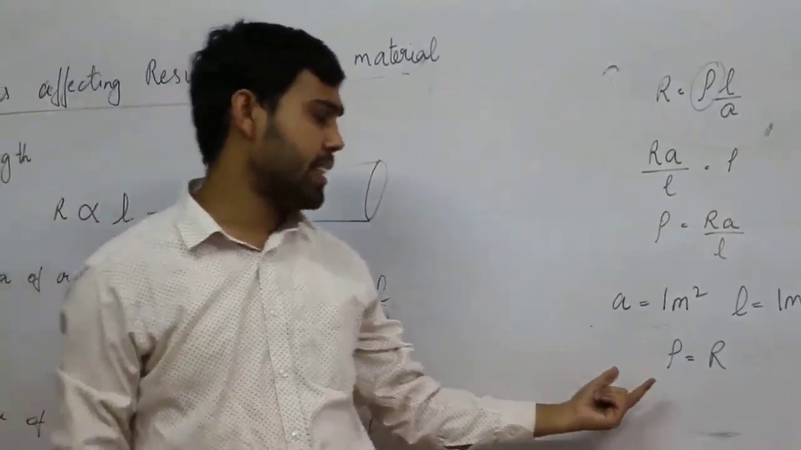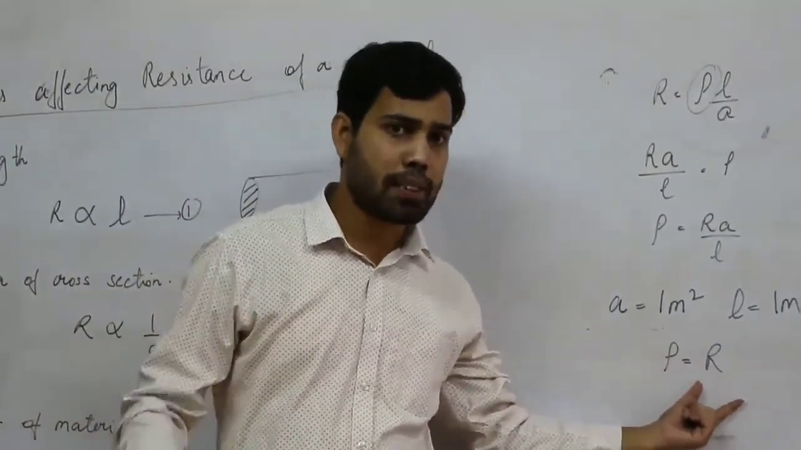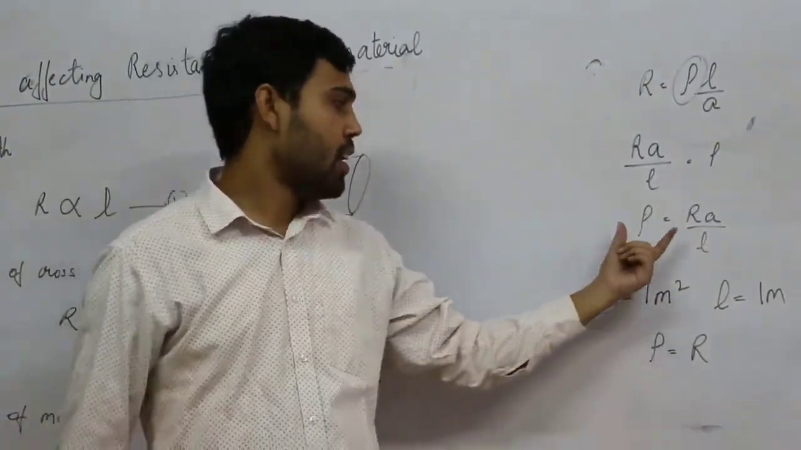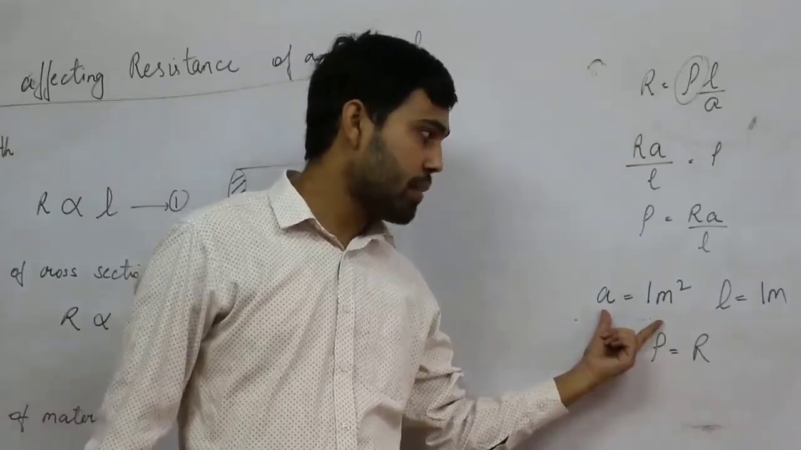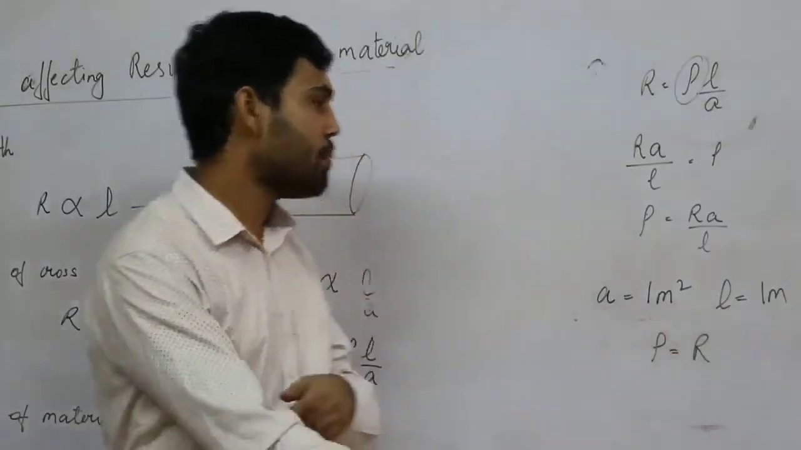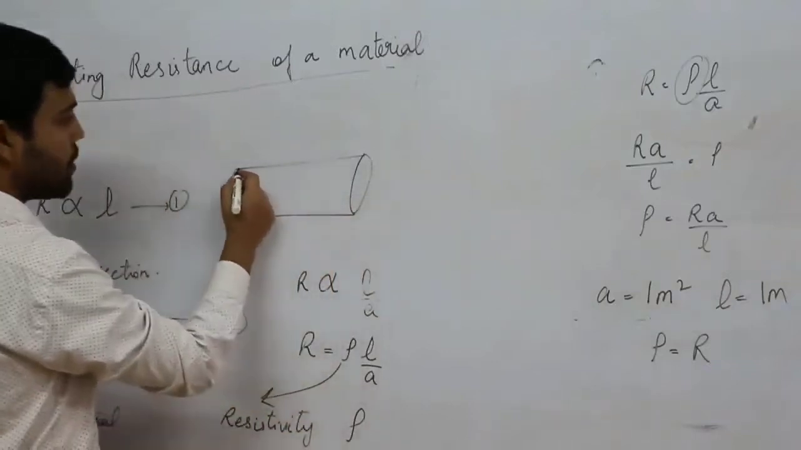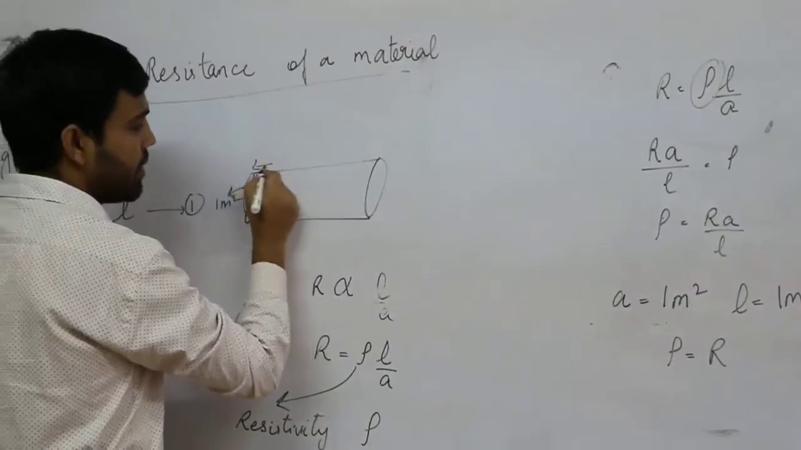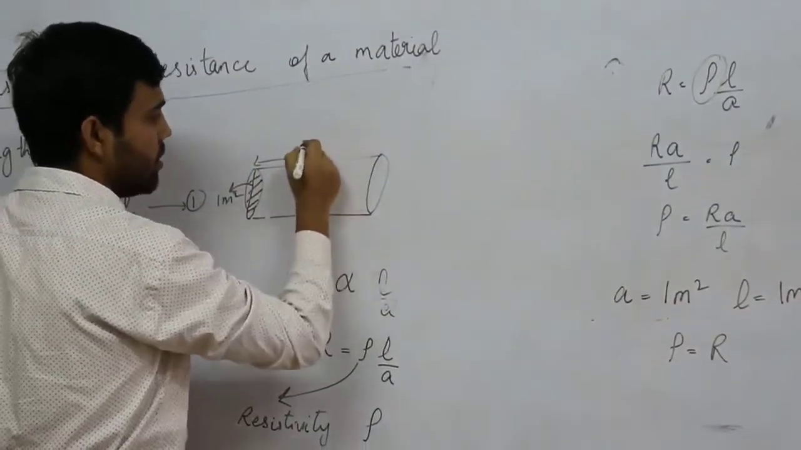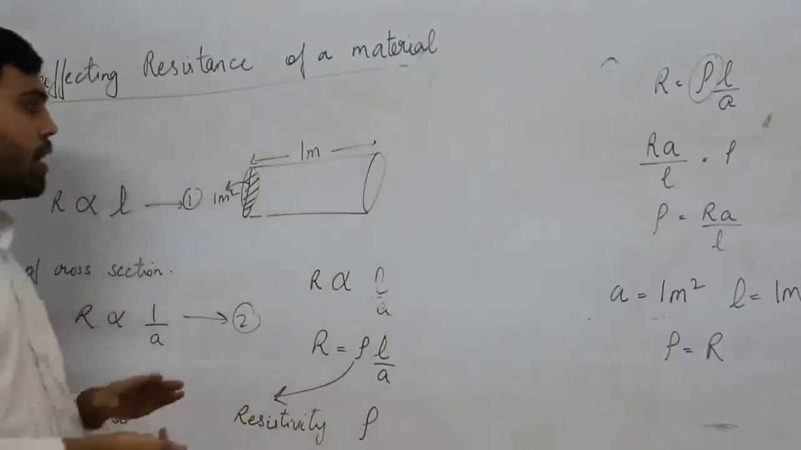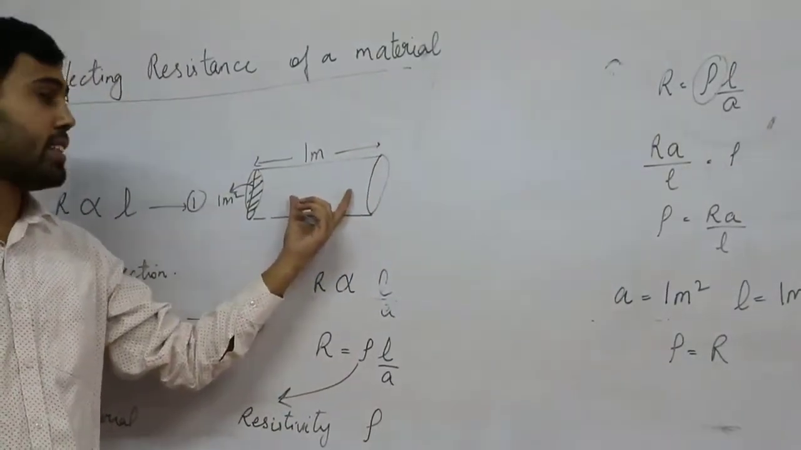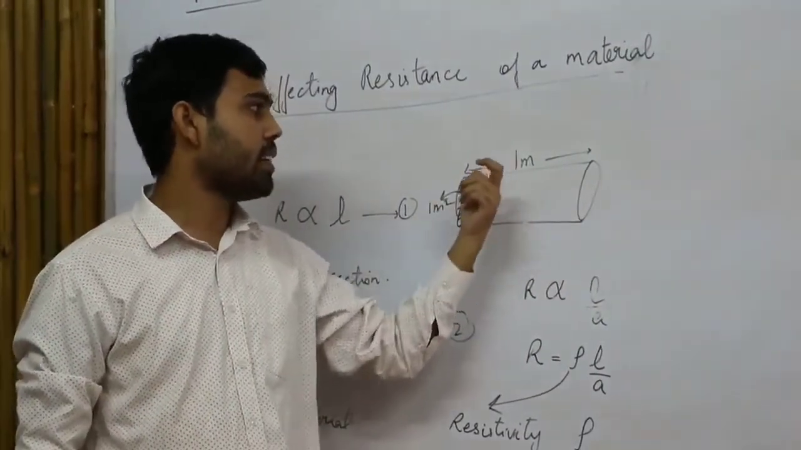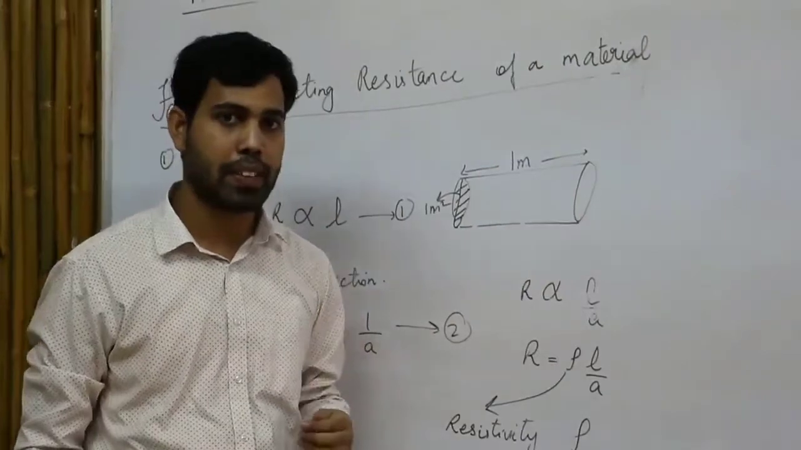What is specific resistivity? It is the resistance offered by a substance whose area is 1 meter squared and length is 1 meter. So I have a material whose area of cross section is 1 meter squared and the length is 1 meter. Now being a conductor, it will offer some resistance. That particular resistance offered by this type of material is known as your specific resistivity.